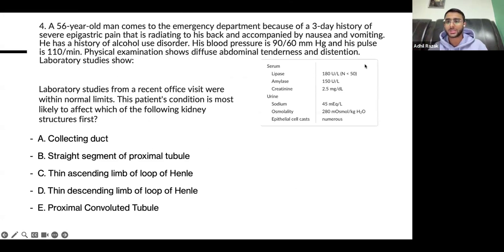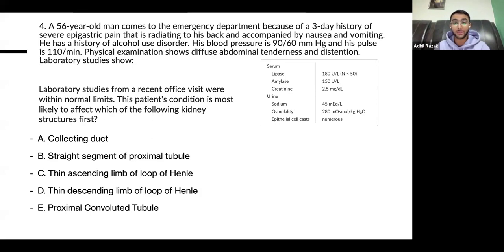Let's go on to the next question. All right, I can quickly go over the question. So we have a 56-year-old man. He comes to the ER because of a 3-day history of severe epigastric pain that radiates to his back and is accompanied by nausea and vomiting. He has a history of alcohol use.